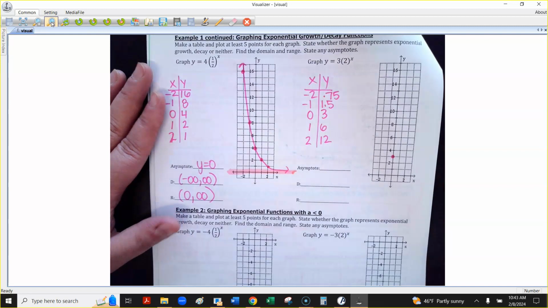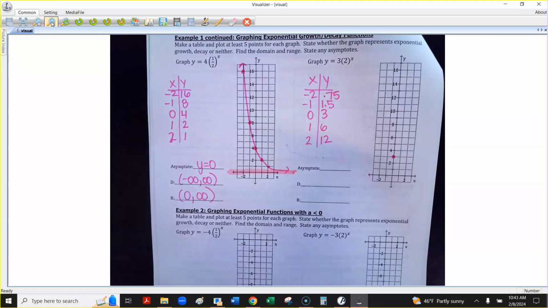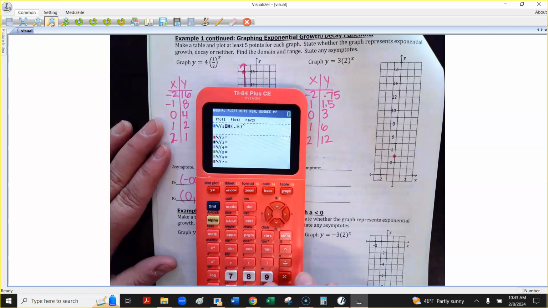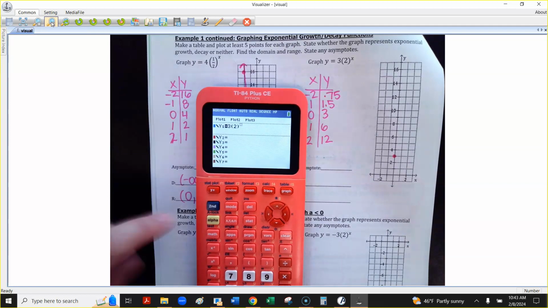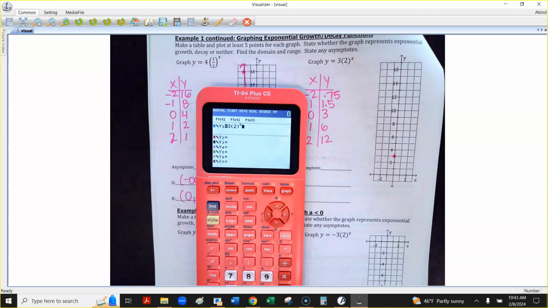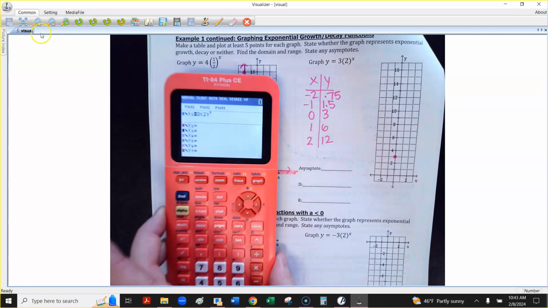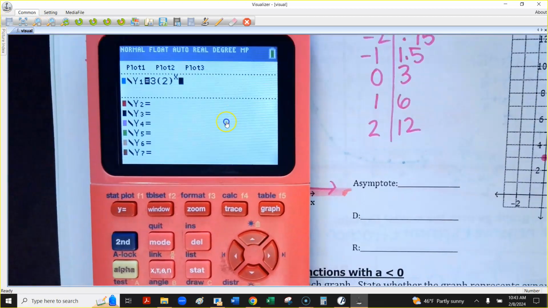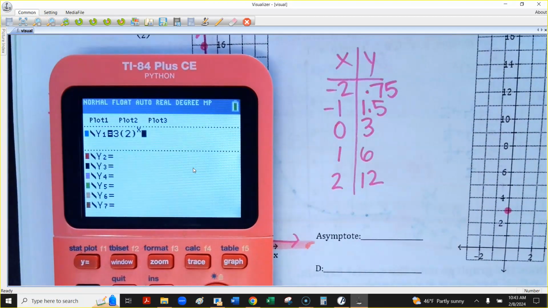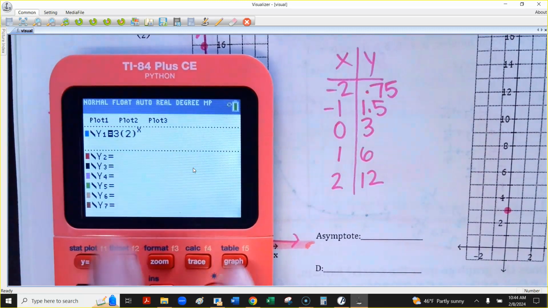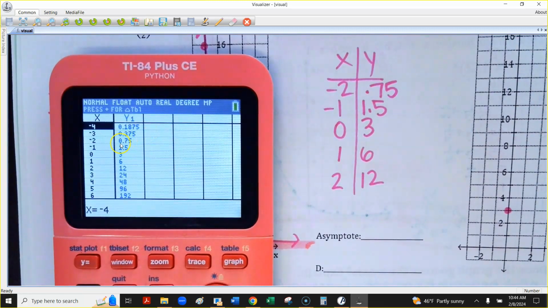If you want, I'll show you real quick on the table. I'm just going to do y equals 3 times 2 to the x. I usually put parentheses around whatever number we're taking to the x power just to make sure the calculator will do it right. And then I'm going to show you my table here so you can see they're the same. Negative 2 is 0.75, negative 1 is 1.5. But it might be faster for you to just do it by hand. It's completely up to you.